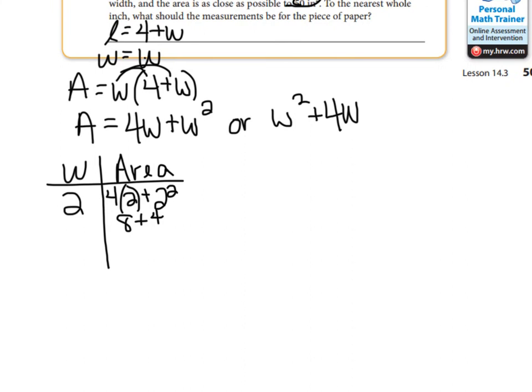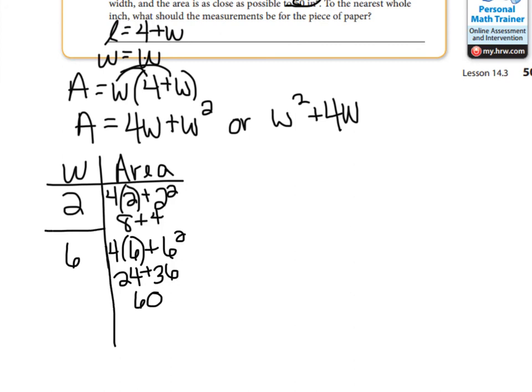so we know we can definitely go up a higher number than 2. So let's go 6. So I have 4 times 6 plus 6 squared. So that's 24 plus 36. So that would be an area of 60. Well, that's higher than 50, but it's close, so let's see what happens if I plug in 5.